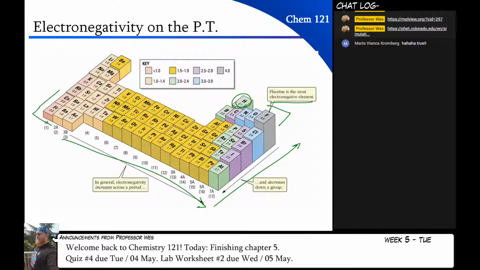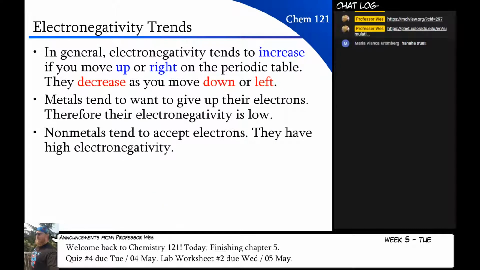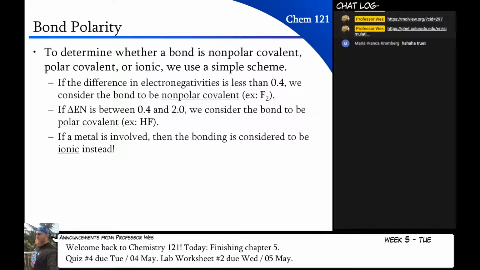All right. So what we're going to do is we're going to assign every atom a number in a bond, and then we're going to check to see what the difference between the atoms is, and we're going to categorize the bond based on what we see. This is just a summary of which elements give away their electrons versus which elements take electrons and their electronegativity. So we already knew that, so we'll talk about that later.